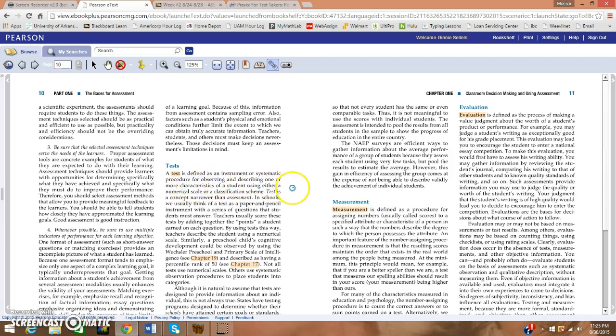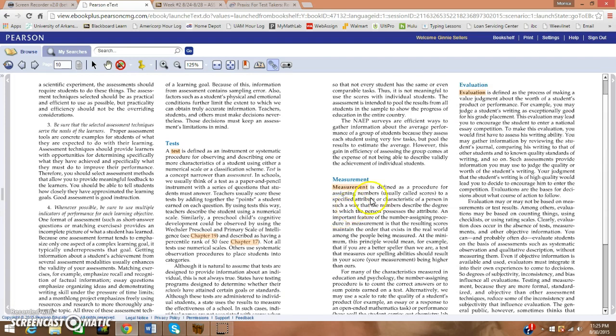And that is an instrument or systematic procedure for observing and describing one or more characteristics of a student using either a numerical scale or a classification scheme. So, it's more narrow than an assessment, and it's used for individuals and schools in general. And then over here we learn about measurement, and it's a procedure for assigning numbers to a specific attribute of a characteristic of a person in such a way that the numbers describe the degree to which a person possesses the attribute. Now this actually maintains the order that exists in the real world among the people being measured.